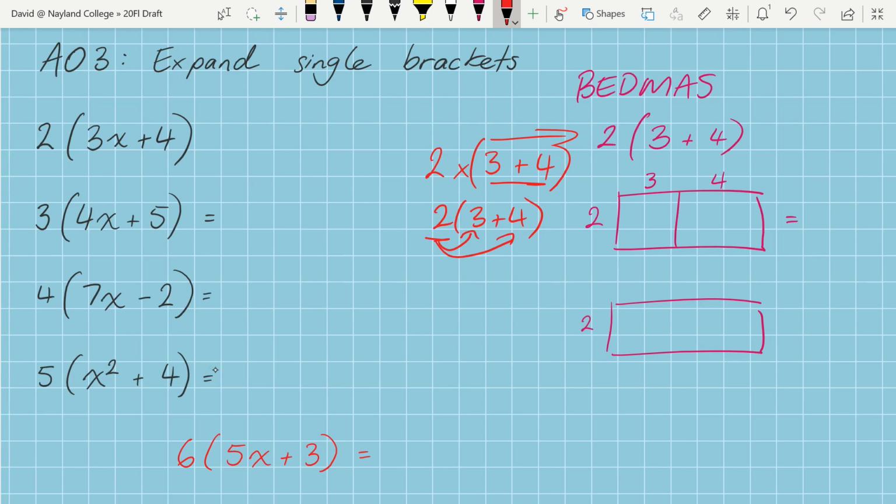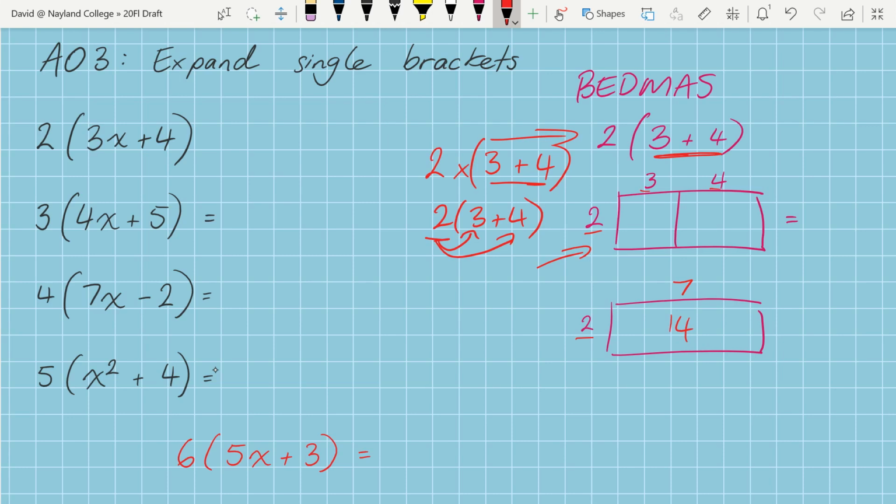Let's have a look at a visual example of what that looks like. So if we look at this geometric box here, you can see that what we're doing is we're going 2 times 3, 2 times 4. Now, I can actually add these together, quite logically. 3 plus 4 is 7. So what I'm doing is 2 times 7, that's 14. I'd have 14 squares here.